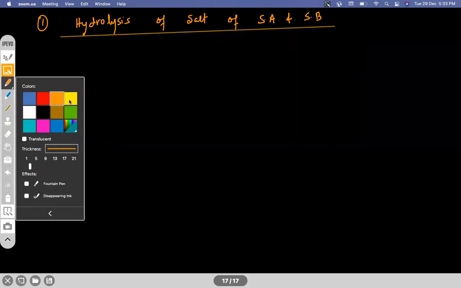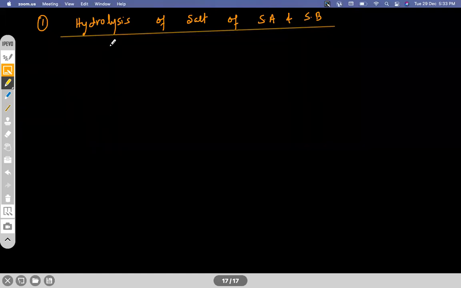I'll take one example. If you get all these things in the exam, you can also think of it like this only. Assume one is a strong acid and one a strong base. For example, HCl, strong acid, and NaOH, strong base. What does it form? It forms salt and water, NaCl and H2O.